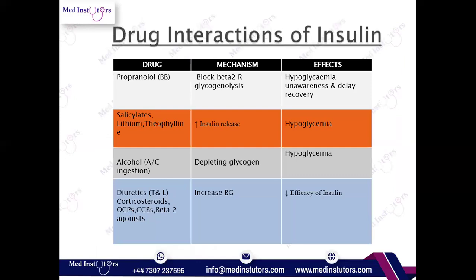Drug interactions of insulin are also important. We have to remember that elderly patients may have multiple drugs for different conditions along with insulin. If they are taking propranolol, which is a beta blocker, it can result in unawareness of the hypoglycemic symptoms. The patient may not have the hypoglycemic symptoms because of the beta blocking property, and that can result in delayed recovery from the hypoglycemia. The patient may not have the classical features of hypoglycemia, which may prevent them from taking glucose at the correct time.